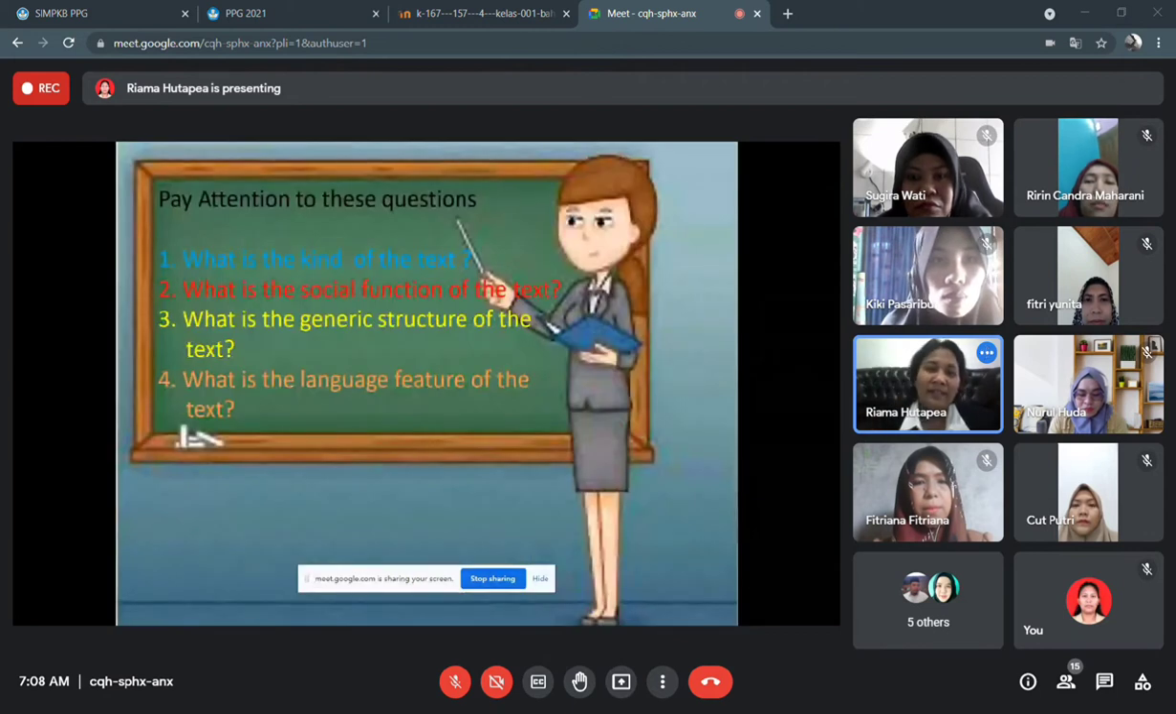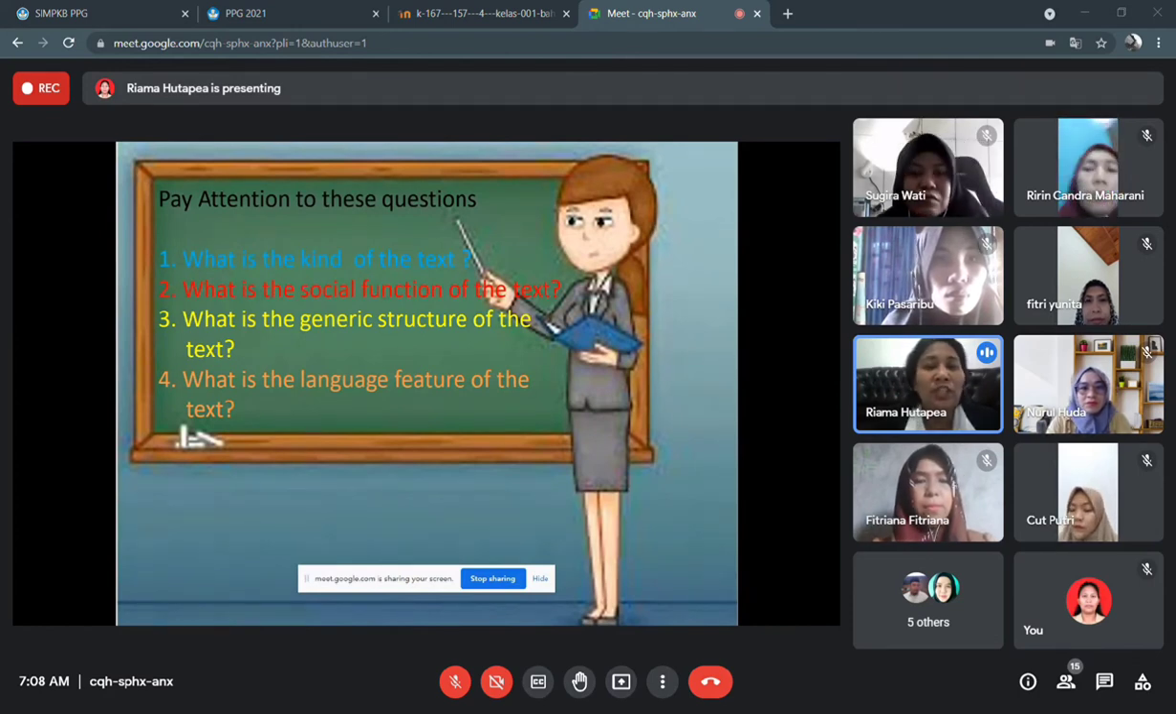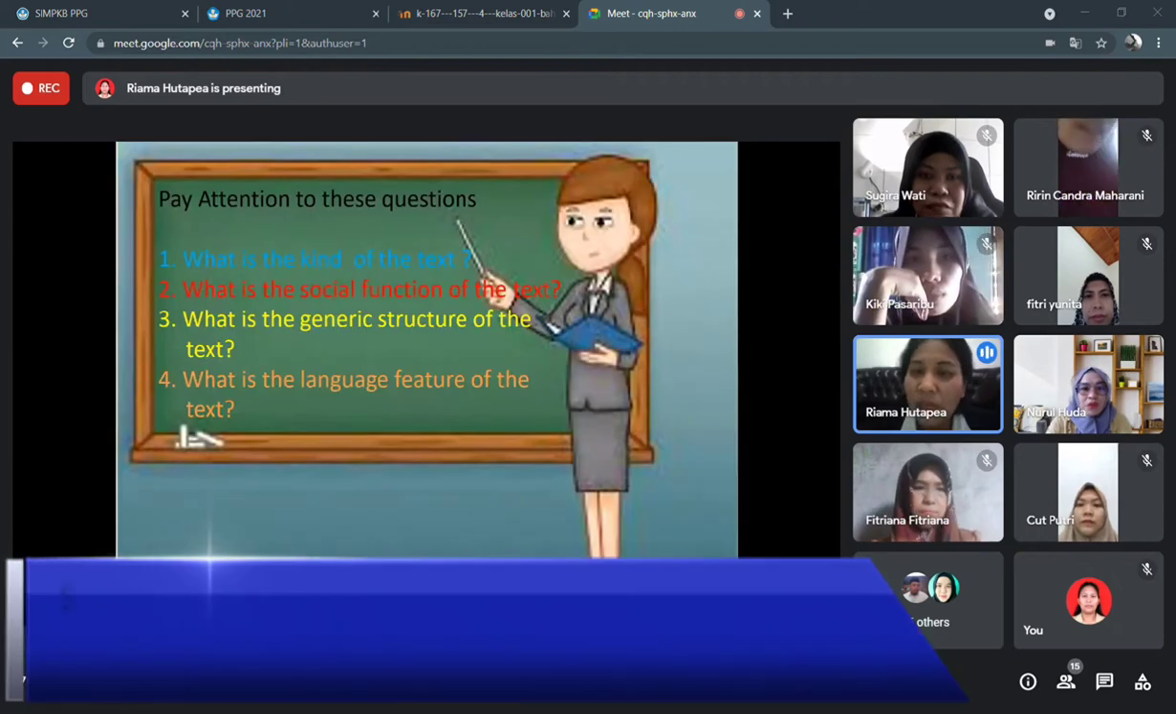Okay, pay attention to this question. This question is about the text we have talked. There are what is the kind of the text, what is the social function, the generic structure, and language feature. This is answer of the question. Now, before we continue, any questions students?